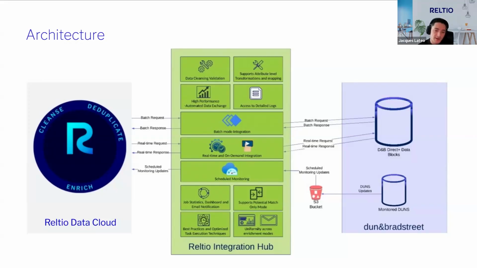And then at the bottom here, we have the scheduled monitoring updates. So this is a little different because rather than making requests to Dun & Bradstreet for some data we have already, the monitoring mode of operation relies on that registration that was created with DNB. Dun & Bradstreet will actually create a data file. They will push it to S3, and then the recipes will detect that those files have been placed in S3, and then those files are processed and the results written back to Reltio Data Cloud.